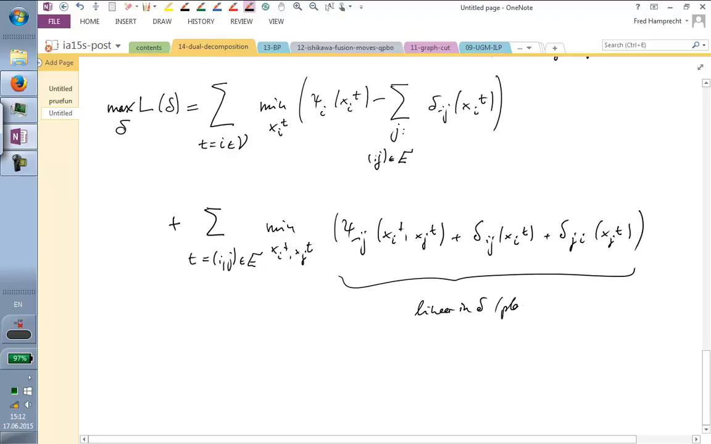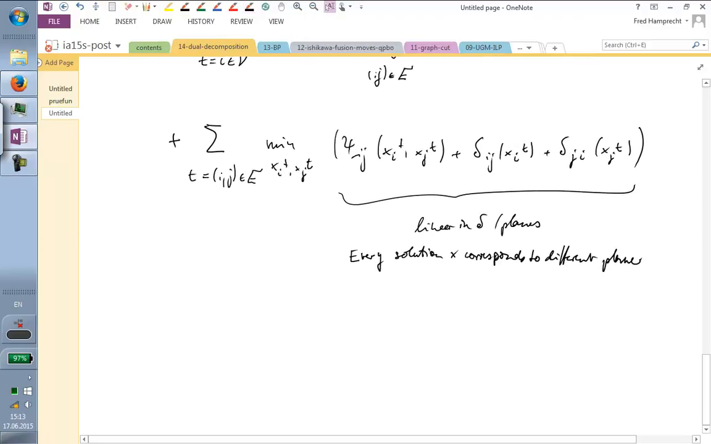So we have planes, and we have a few of them. You see, each solution x gives us a different plane. Every solution x corresponds to a different plane.